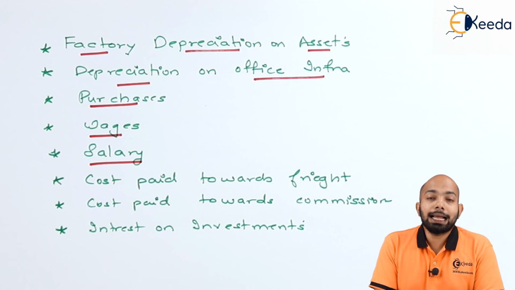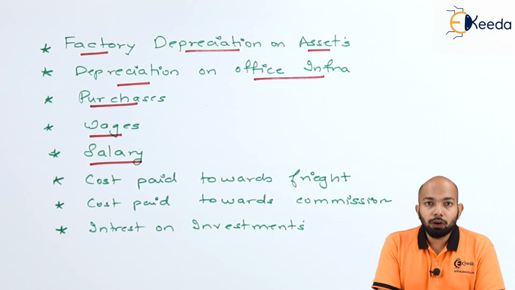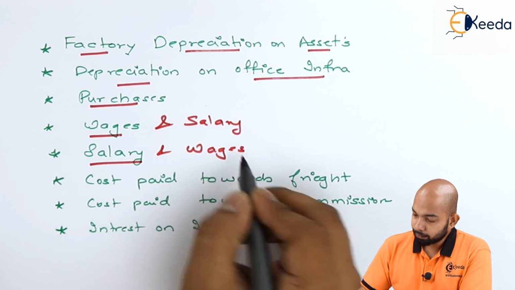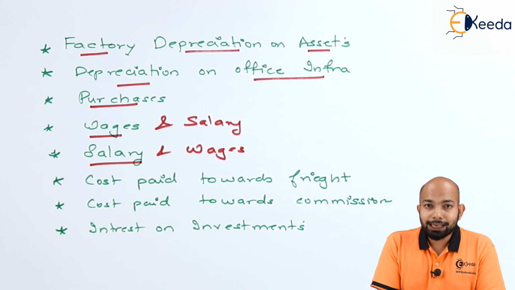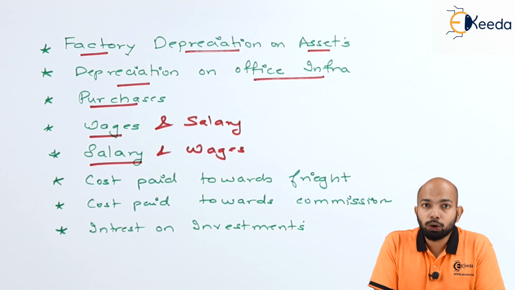When it comes to wages and salaries, there is a catch here that you need to understand. If the question of the trial balance states wages and salary, it will be a part of trading account. Let me write it down for you. Now, if you see wages and salary, salary and wages both have been mentioned. If the question states wages and salary, that means it will be shown on the trading side or probably the debit side of trading account. However, if the question states salary and wages, it will be shown on the debit side of profit and loss account and not on the trading side.